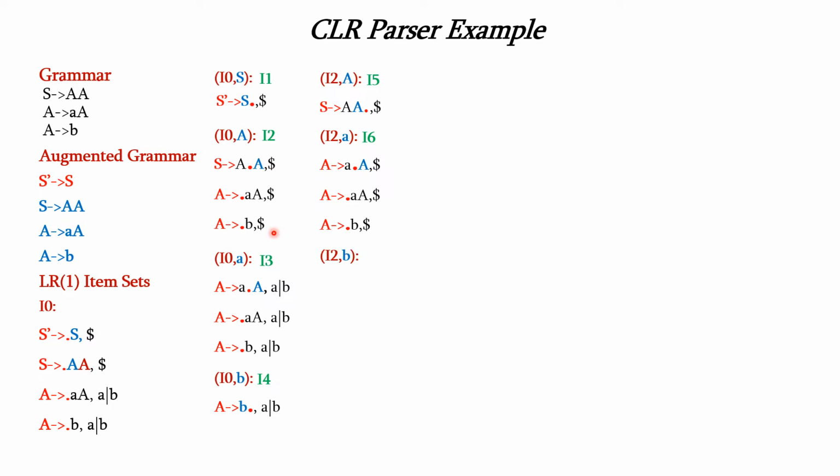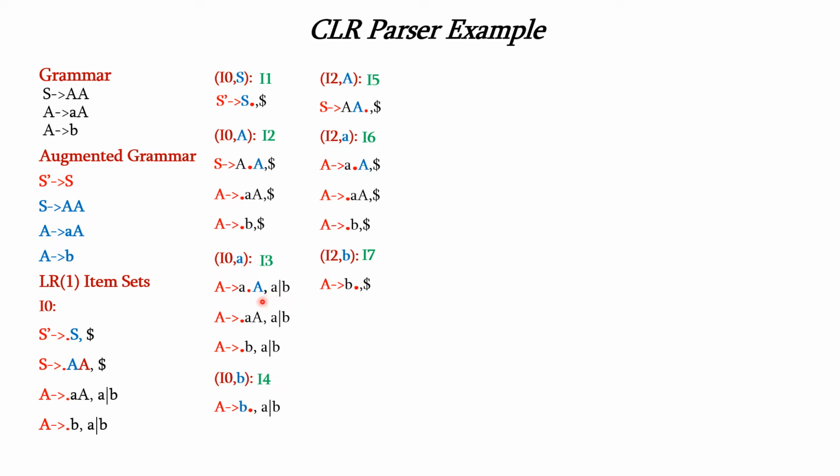Next we have to consider I2 comma b. So I2 comma b means here we have to move the dot one position to the right, so it becomes A tends to b dot comma dollar. So this is also the new item set, so that is I7. Now we have completed the item set 2. Next we consider item set 3.